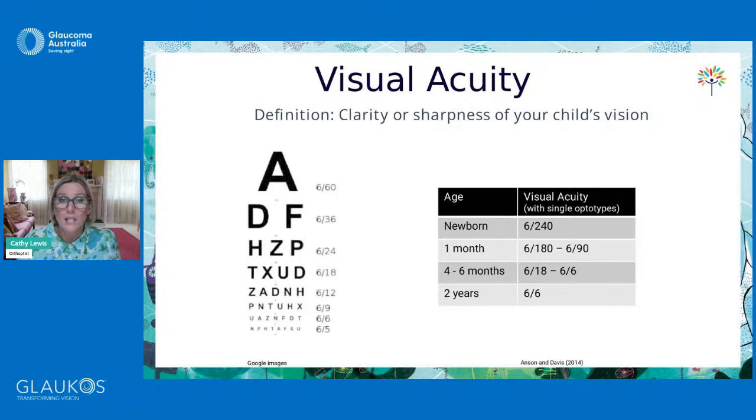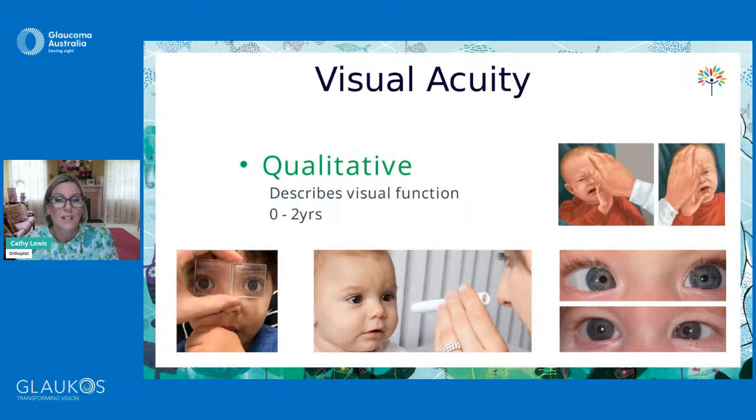Now, there's several ways for us to test the vision of babies and young children, and the tests are carefully selected based on the child's age and cognitive ability and cooperation. And they can be broken down into quantitative and qualitative methods of testing. So the qualitative methods of testing are based on observation and will provide a description of the visual function of your child.